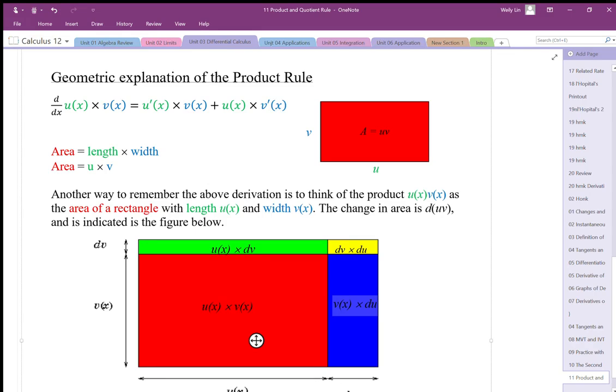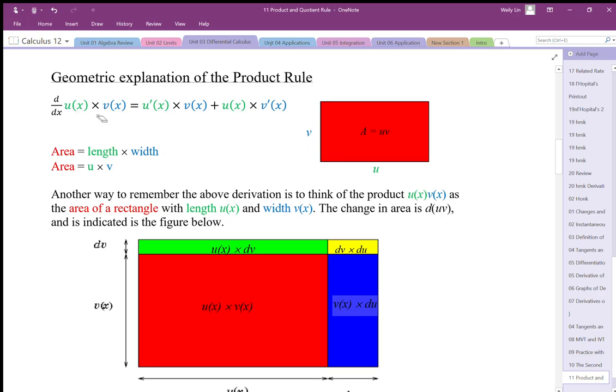Why do we need the product rule when we differentiate a product? The reason is that when we think of a product, the product is actually the area of a length times width. So when we talk about the product of two functions, we can think of one of the factors as a length, the other factor as a width.